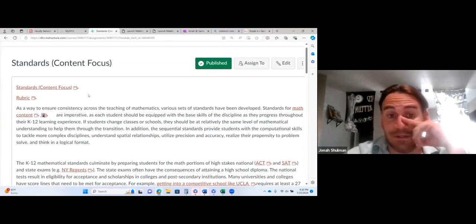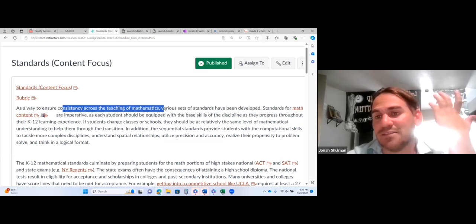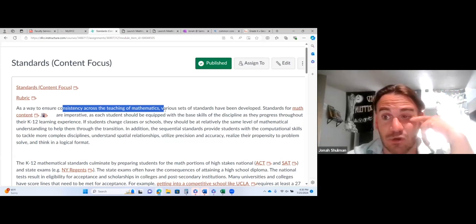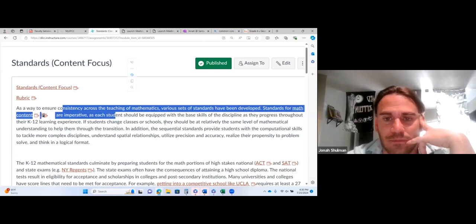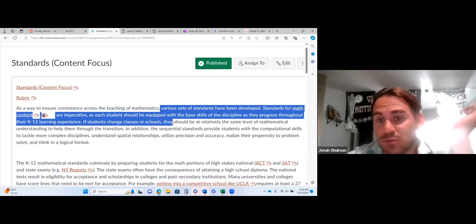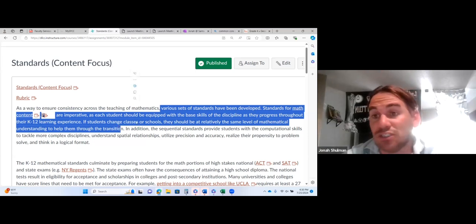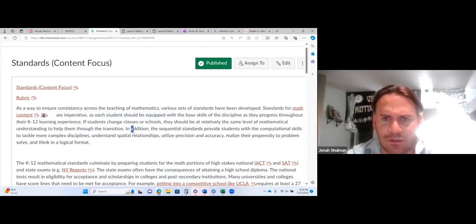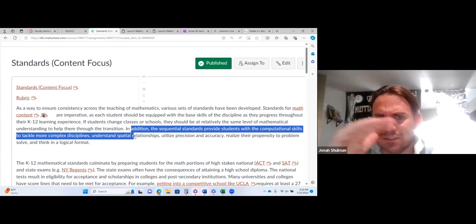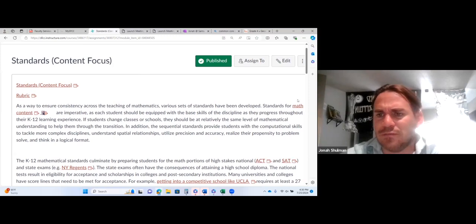The standards are basically there to make sure that every school and every classroom has a specific guideline, a specific base level that should be shared so we know which content to do. These are the base skills as they progress throughout their learning experience. If students change their school, they should be getting the same level of mathematical understanding throughout the transition. Even if they just change a class, they should be getting the same standards. And they're supposed to be sequential so the skills are building over time and getting more complex. So all of this stuff is really important.